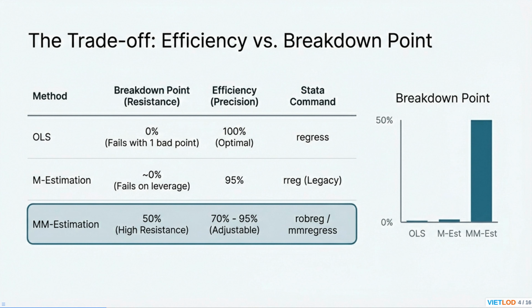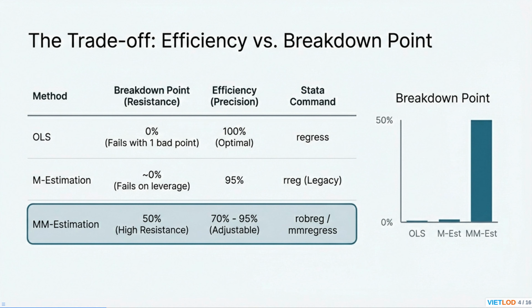When choosing an estimator, we face a crucial trade-off between efficiency and resistance. Efficiency refers to the precision of our estimates, where OLS is 100% efficient under ideal conditions. However, the breakdown point measures an estimator's resistance, the minimum percentage of contaminated data it can handle before producing an arbitrarily bad result. As you can see, OLS has a breakdown point of 0%. Even one bad data point can completely distort its findings.